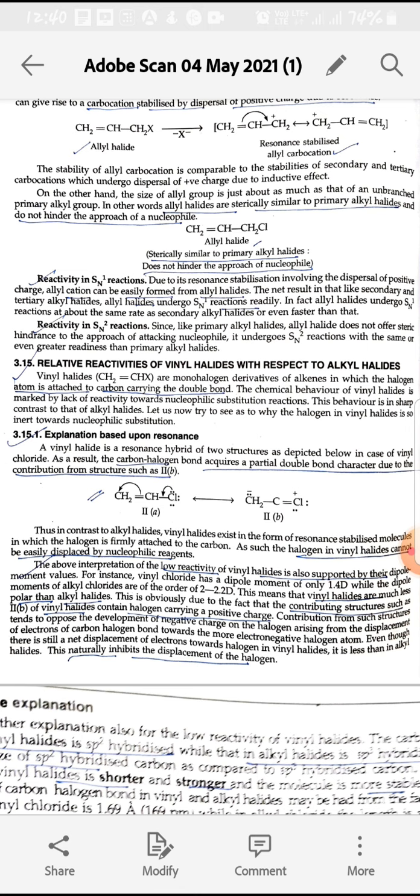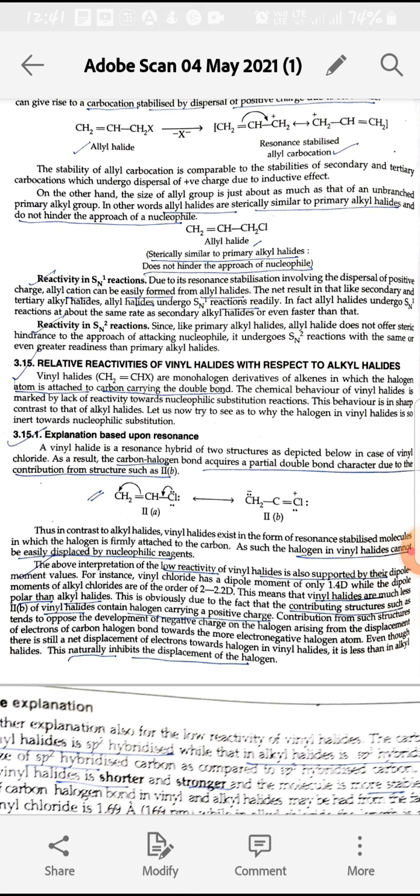So there will be low reactivity. Vinyl chloride has a dipole moment of only 1.4 D, while the dipole moment of alkyl chlorides is 2 to 2.2 D. So this means vinyl halides are much less polar than alkyl halides.